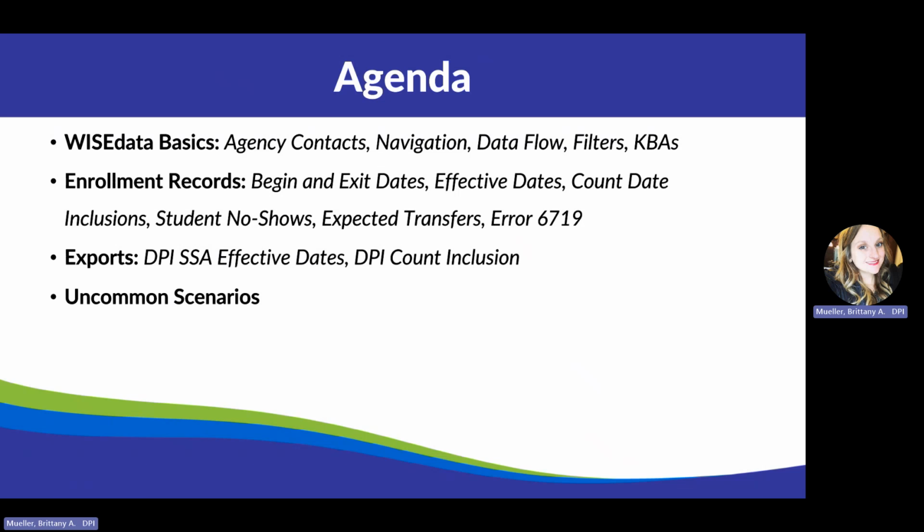So in the agenda today, we're going to go over some WISEdata basics, things in the WISEdata portal that you may or may not already be familiar with that I want to make sure you are aware of and using to the best of your ability with your data reporting and review. We're going to look at enrollment records. We're going to look at the dates that are associated with those records, how we can make sure those dates are being reported accurately. What are effective dates? How do those impact our data? How about date inclusion values, what does that mean? How can we verify that those are coming through correctly? Student no-shows, which everyone already confirmed that they are aware of what those are, but let's talk about how we can remove them. And then a couple other scenarios such as expected transfers and a couple errors.